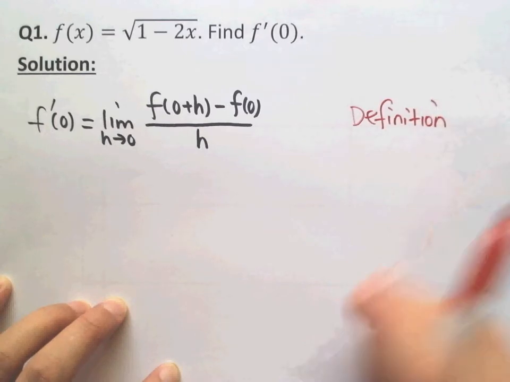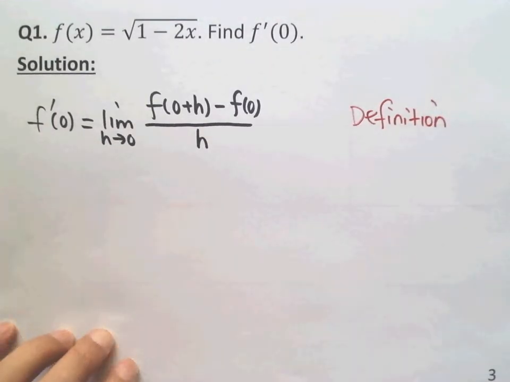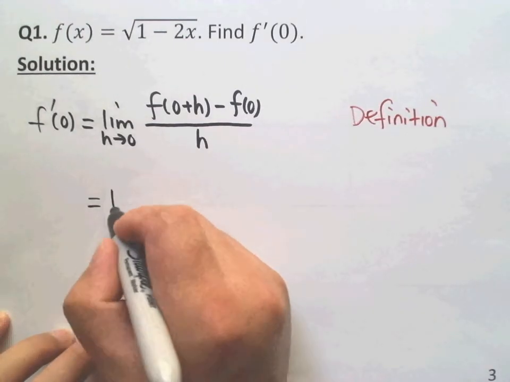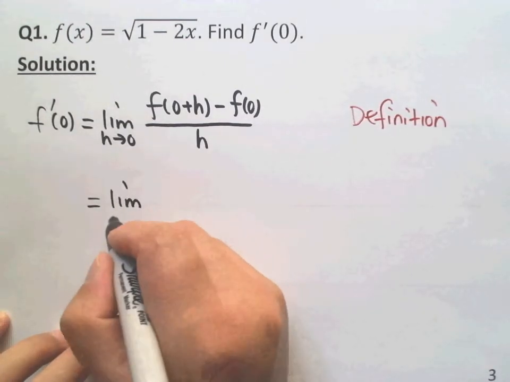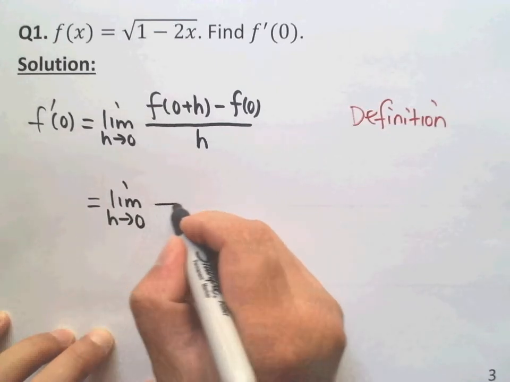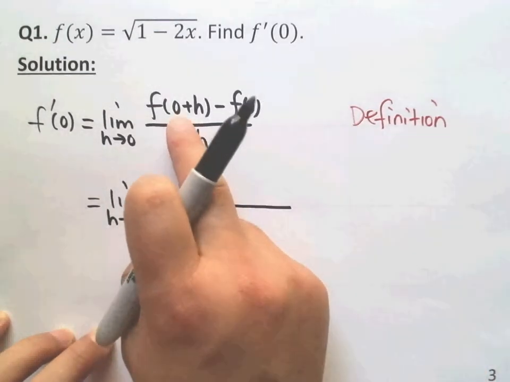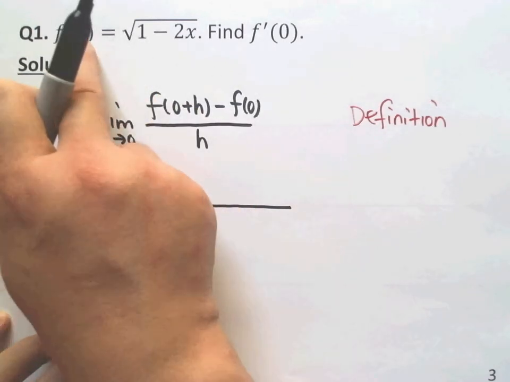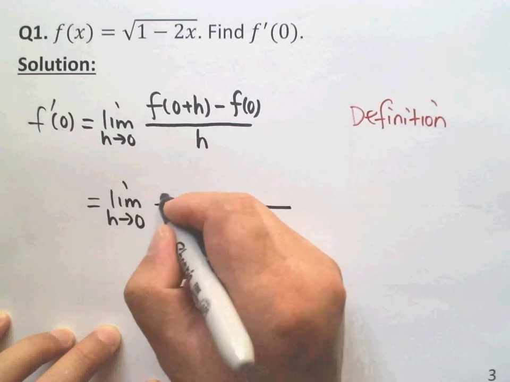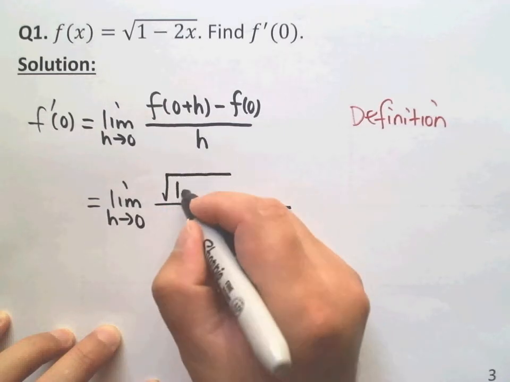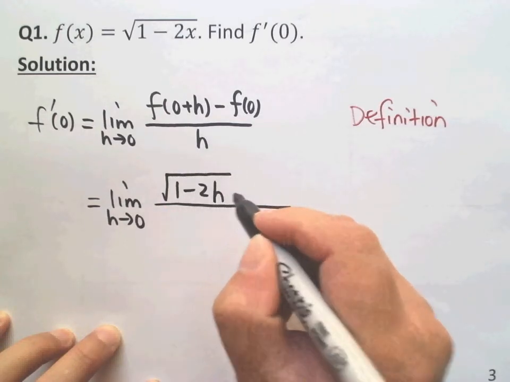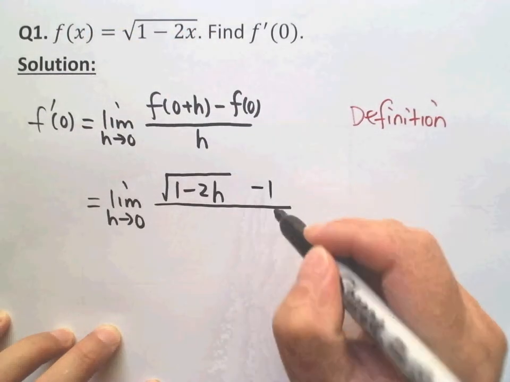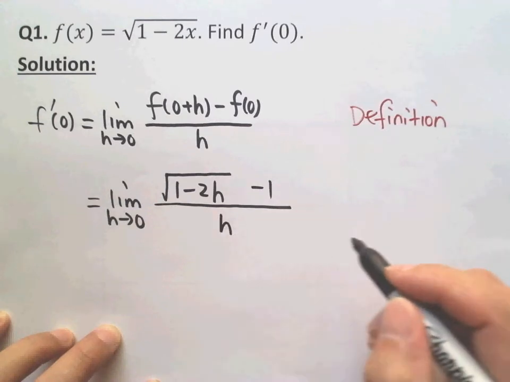Now it's just evaluating. We have a lot of methods to evaluate. For this one, first we need to plug in the function. What is f at 0 plus h? It means f at h, plugging in h, which is the square root of 1 minus 2h. f at 0 is 1, so minus 1, and then over h.